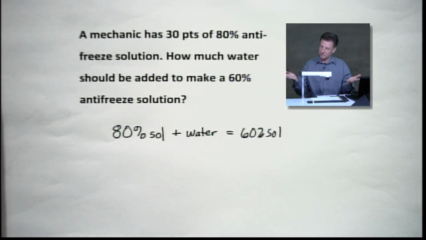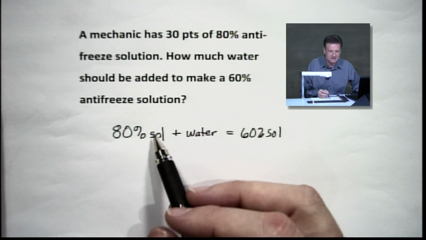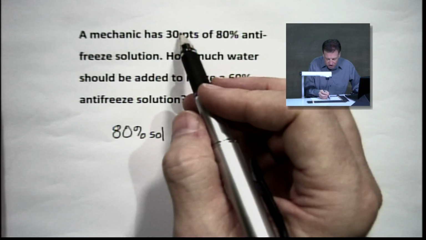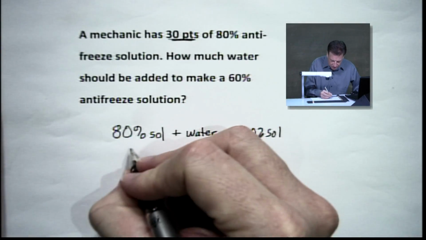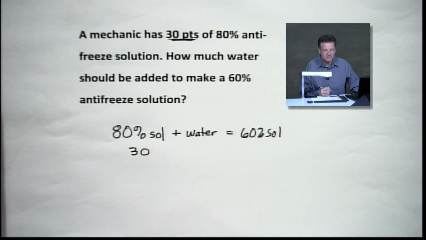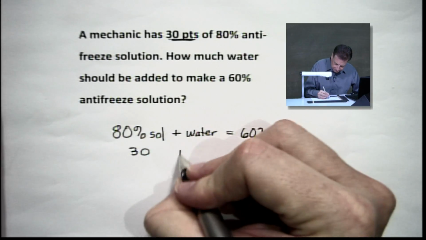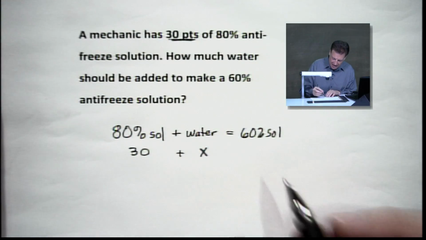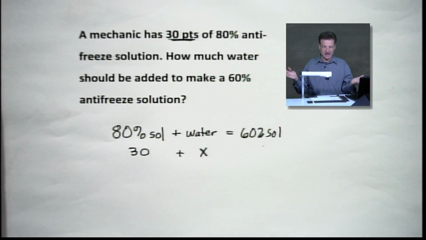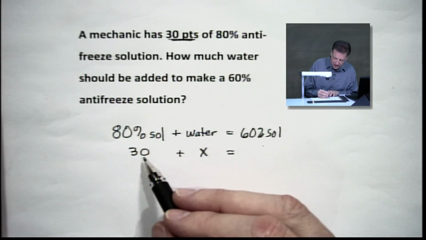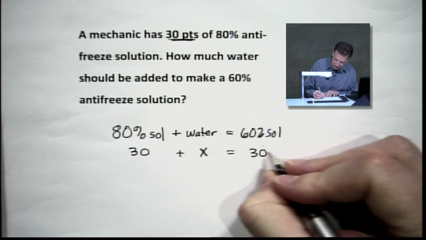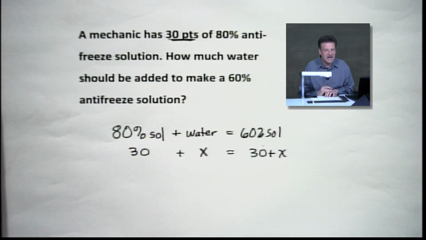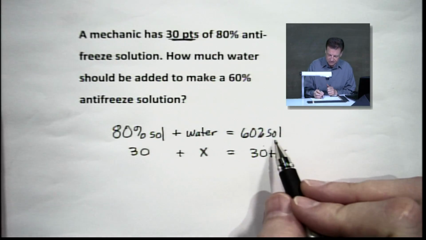Now you say, well, how do we know where to go from here? Let's fix the next part here. We've got 80% of how much? That's our important number, 30 pints. So 30 is going to go right there. How much water are we adding? We don't know. We'll call it X. How many pints? We'll find out, okay? Now, out here, you say, what are you going to have? We got another equals here. We're going to have 30 plus X.